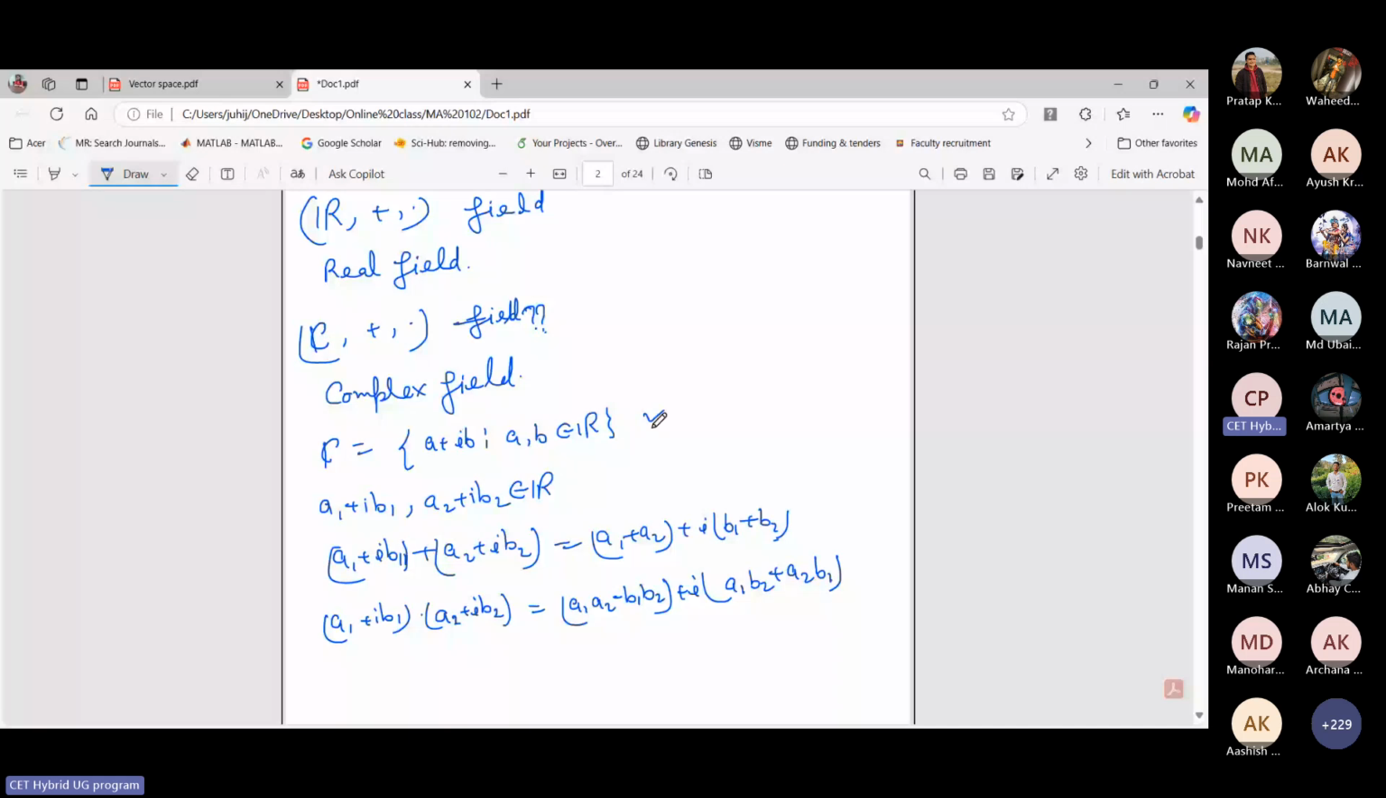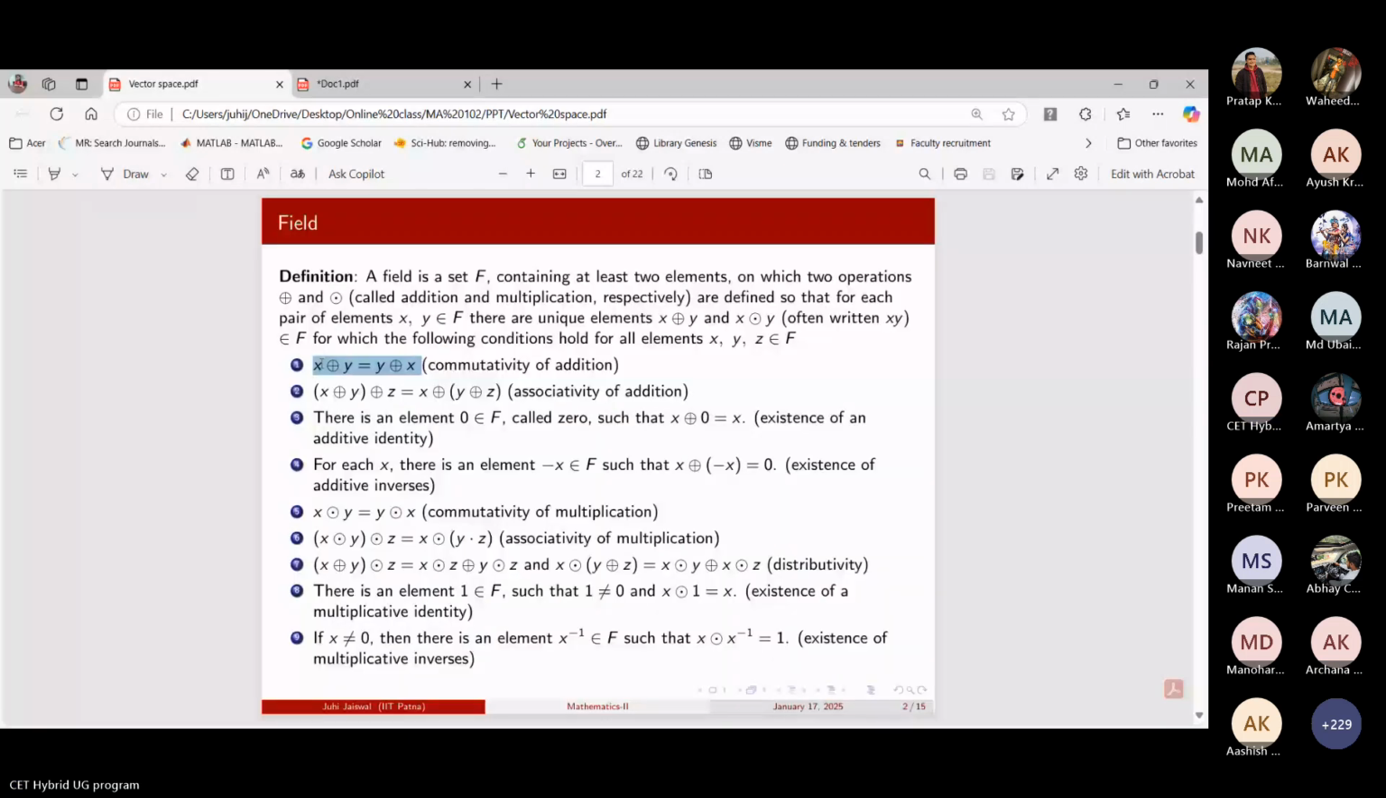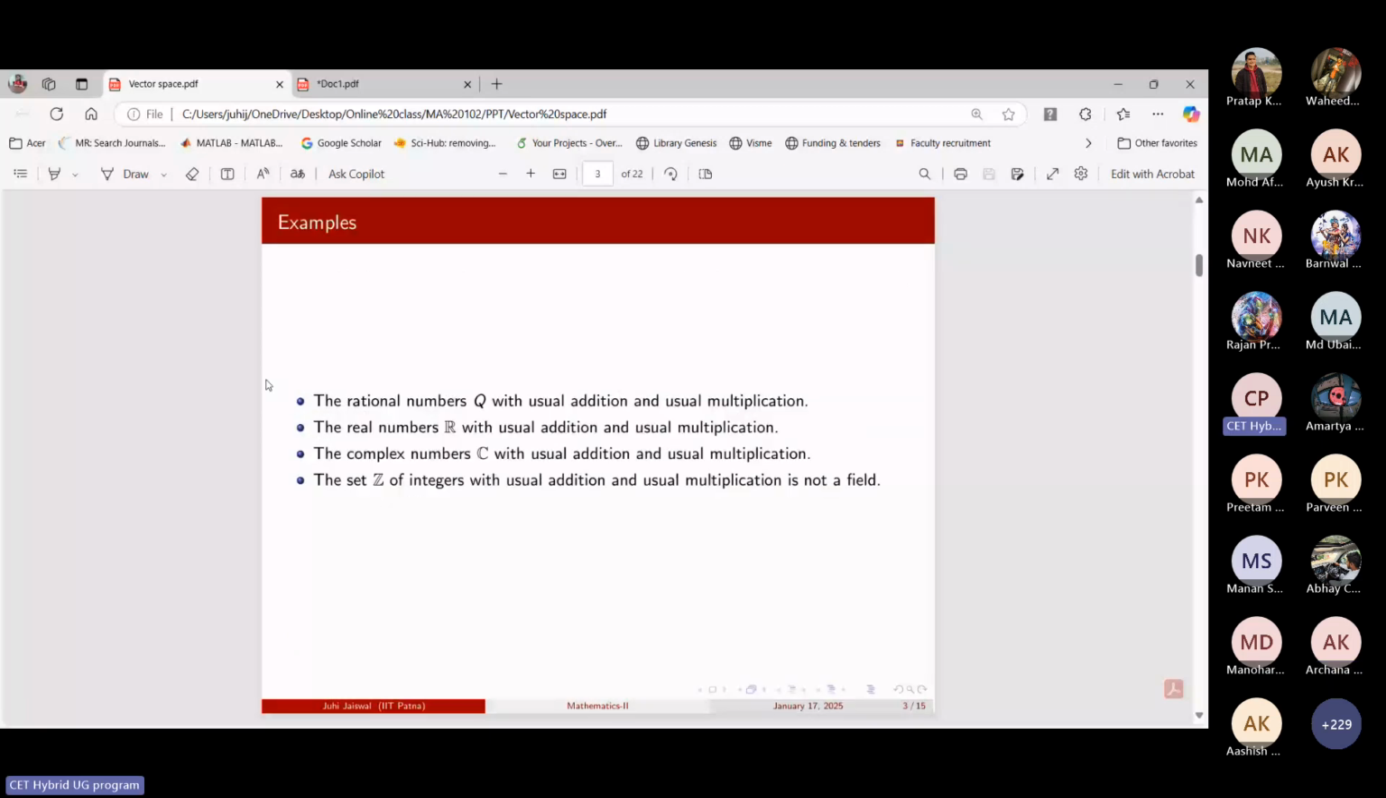Today evening also there is a class. In the next class, I will ask you whether this is a field or not. For now, I assume that it is a field, and now we will move forward. Other examples can be the rational number set, the integer number set. The integer number set is not a field.